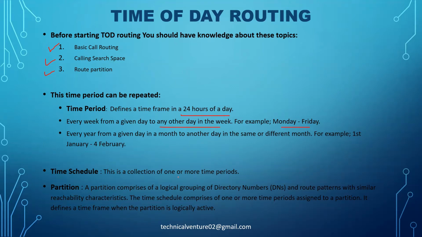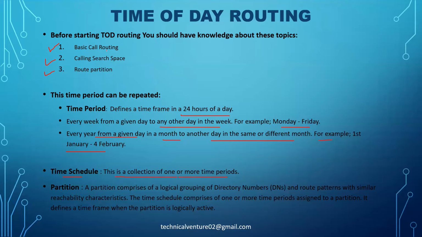Or you can say the schedule as well. A schedule is a collection of one or more time periods. In this example, we just took Monday to Friday, and in the next example, we can say every year from a given day in a month to another day in the same or different month, for example 1st Jan to 4 Feb. Or we can even define times. If we are working 8 to 5 in a shift, that is our on-shift schedule. And if we are not working after 5, then we can define that as after hours, like after 5 p.m. till 8 a.m. in the morning as an off shift. So we can define it in this way as well. And a time schedule is a collection of one or more time periods.